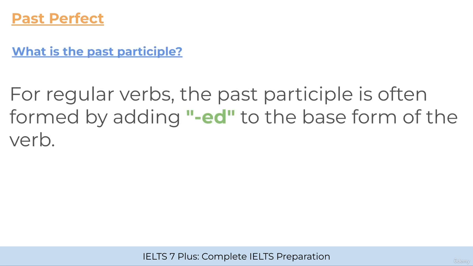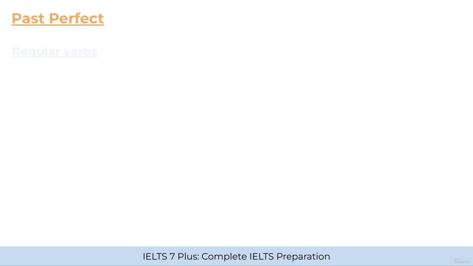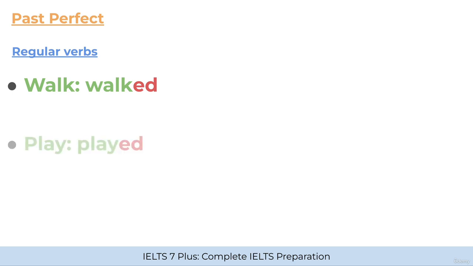And to form it, we add an ed to regular verbs. Now that's really important because irregular verbs are slightly different, but if they are regular, you add this ed to the base form of the verb. So, in other words, before the verb has been changed or altered at all, we add that ed. So, regular verbs like walk becomes walked, play becomes played, jump becomes jumped. So it's fairly straightforward with regular verbs.